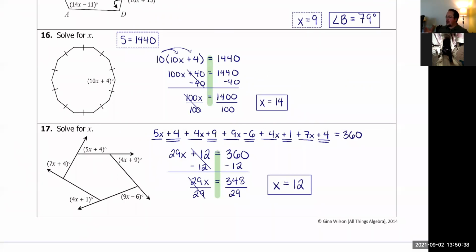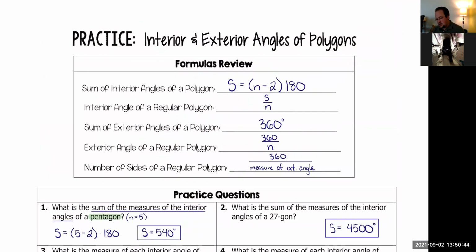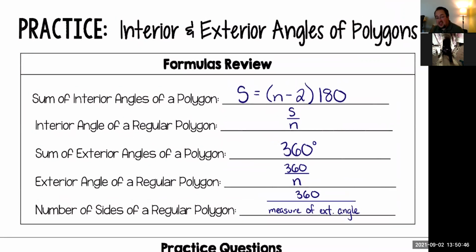So a couple quick reminders. At the very, very least, I would make sure you have this handy as you're working through the assignment today. Second thing I would warn you about is read carefully. There's a big difference between interior angles and exterior angles.